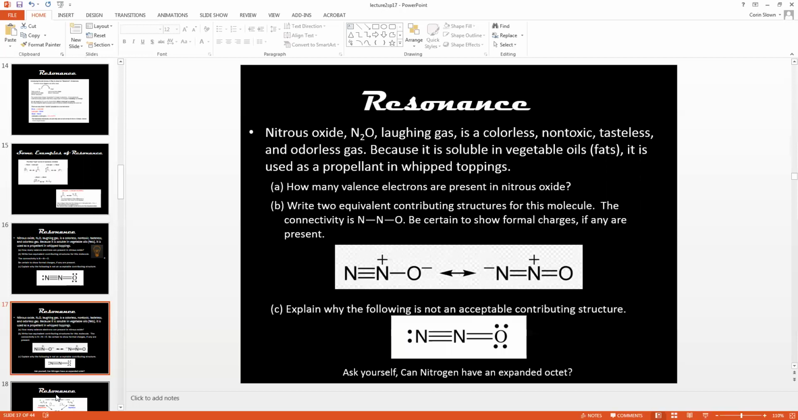Now there's a rule that says that anything below neon cannot have an expanded octet. So the reason why we can't draw the structure in C is because nitrogen, whose atomic number is less than 10, cannot have an expanded octet.